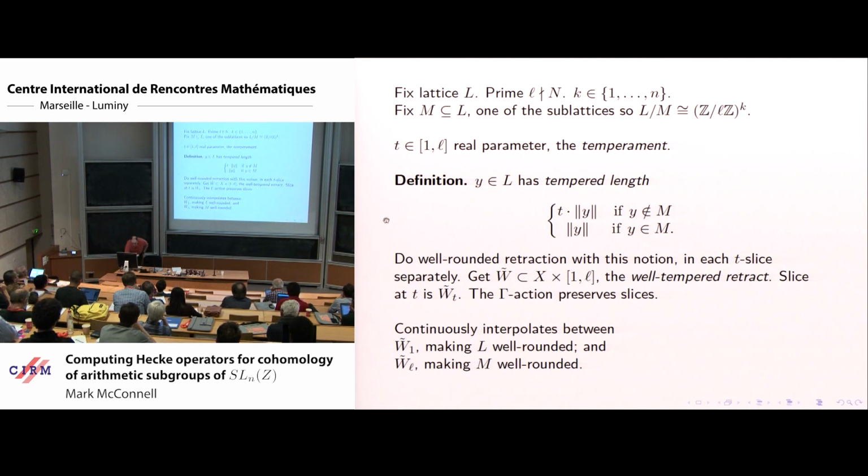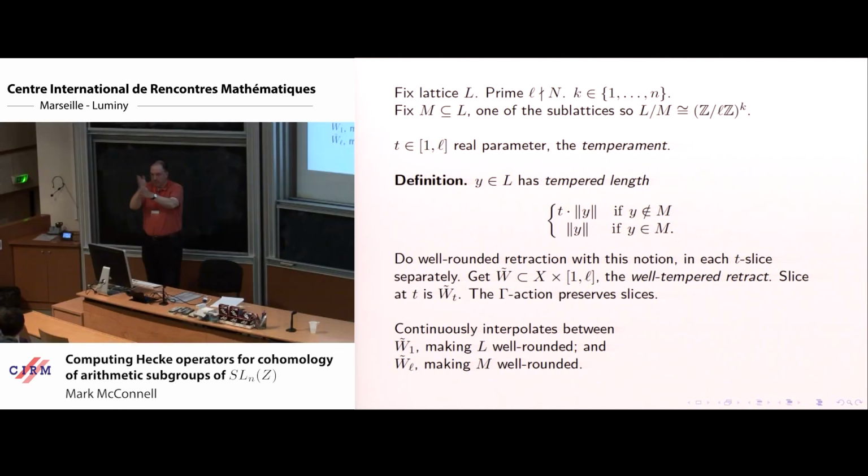So to be more precise, for each t between 1 and L, I know it's a continuous family, but imagine you fix each t and do well-rounded retraction in the sense of lies, and you're going to get some result. X will retract to some complex. As t varies, the complex you get will vary in a continuous way. The complex as a whole for all t is called W tilde. W tilde is one dimension larger than W. It's W being perturbed in one more real dimension.